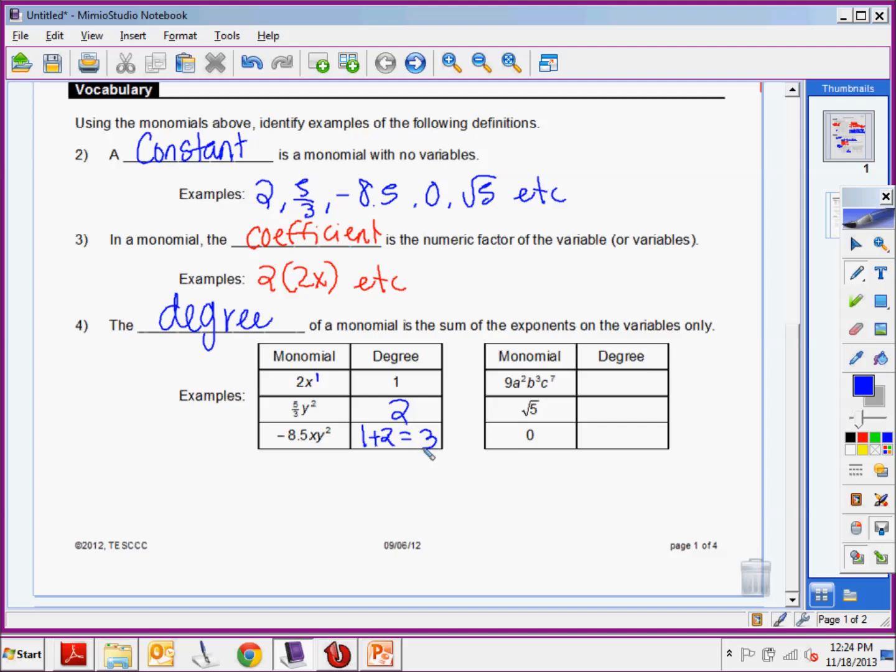So this one would be 12, so it's a 12th degree monomial. This one is 0. Why 0? Because there's no variable. If there's no variable, can I have a degree? No. What if it's a radical? It doesn't matter that it's a radical. It matters that there's no variable. What if there's a degree on just the 2? It's still 0, right? Because it's a number, not a variable.